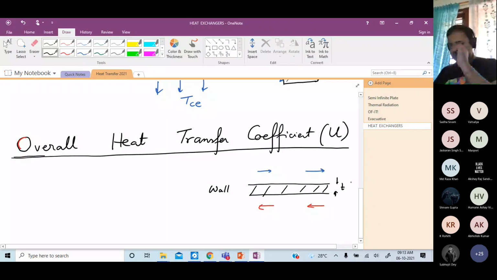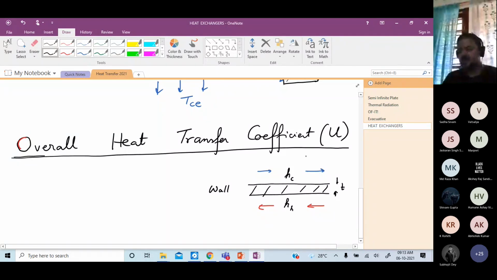Okay. Now the hot fluid is flowing with a certain heat transfer coefficient, right? Which is H. The cold fluid heat transfer coefficient, which is C. And the heat transfer coefficient, we have not studied convection, but we know that heat transfer coefficient does depend on the flow rate, the configuration, whether it's flow over a flat plate, flow over a cylinder, and so on. But right now, for all these heat exchanger problems as well, these heat transfer coefficients will be given to you.